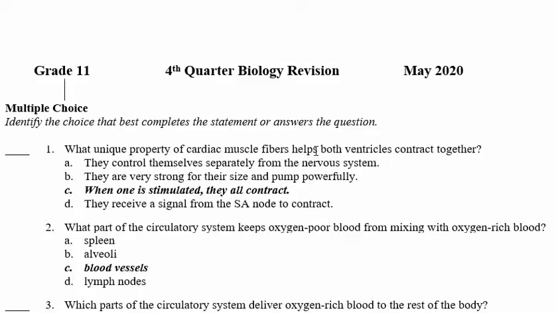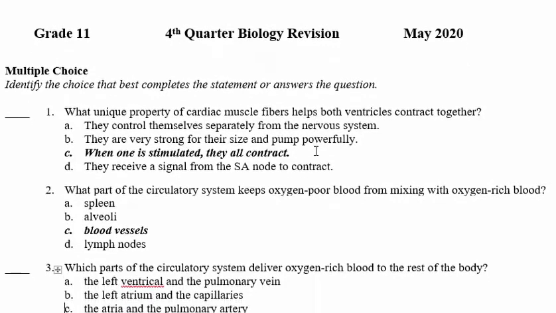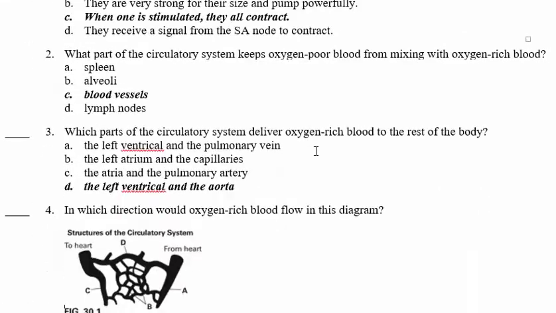Number 2. What part of the circulatory system keeps oxygen-poor blood from mixing with oxygen-rich blood? Of course, we have two types of blood vessels. The arteries that are carrying oxygen-rich blood and the veins that are carrying oxygen-poor blood. The presence of blood vessels prevents the mixing of these two types of blood.